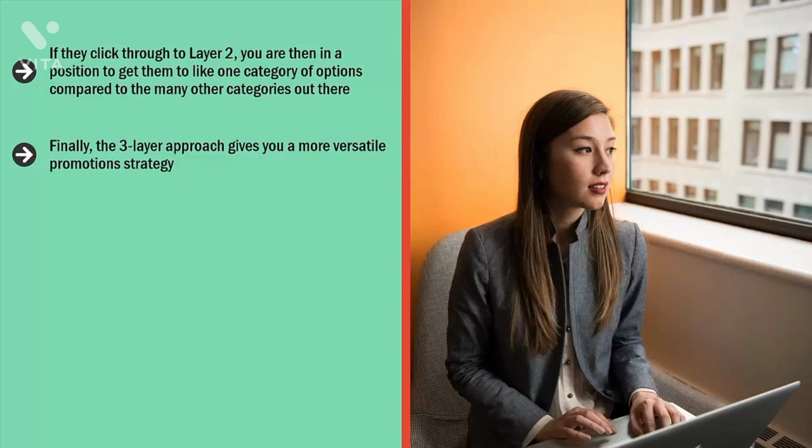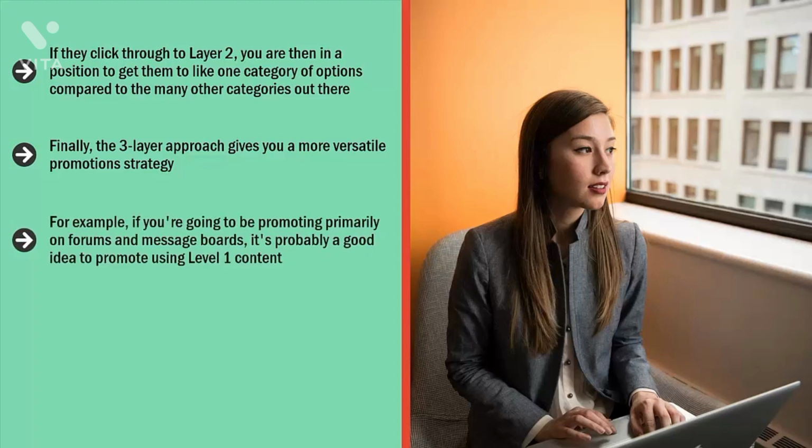Since you have essentially 3 different kinds of content, you can mix and match traffic platforms with the content you have so you can drive more traffic from those platforms. For example, if you're going to be promoting primarily on forums and message boards, it's probably a good idea to promote using level 1 content. You look for existing discussions regarding the issues that you deal with in your level 1 content. You then answer whatever questions people posted, and then you quote certain blocks of text from your content page, and then you link to your page as a source.